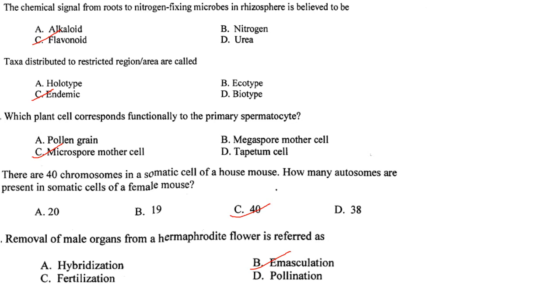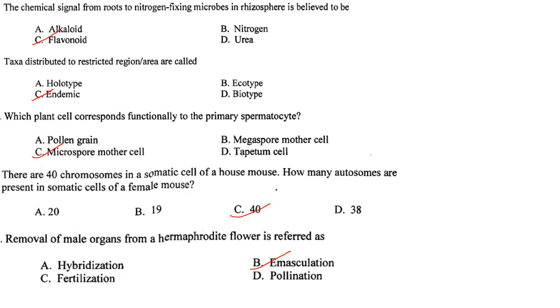There are 40 chromosomes in a somatic cell of a house mouse. How many autosomes are present in the somatic cell of the female mouse? So they have asked for the number in somatic cells. So that will be 40 in both male and female. There is no differentiation between male and female with regards to the chromosome number. So answer is option C, that is 40.